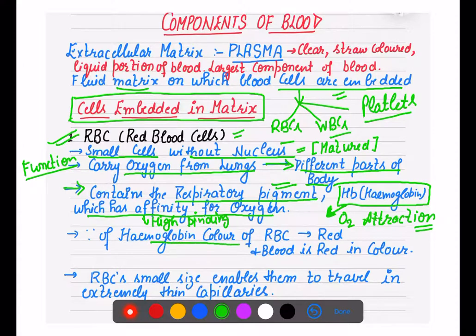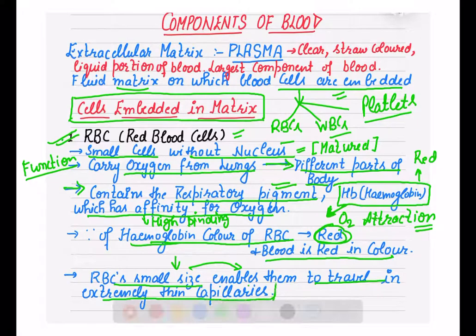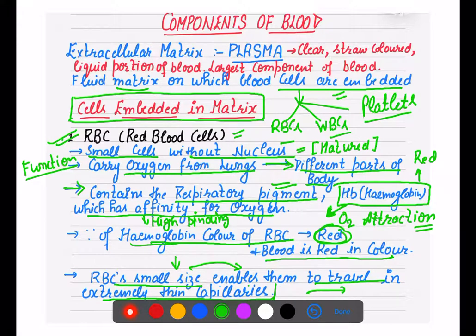Hemoglobin has a red color. That is the respiratory pigment, and it is red. It provides red color. Because of this hemoglobin, RBCs are red in color, and that is why our blood is red in color, because RBCs are present in our blood. RBCs are always small in size, and because of this smaller size, they can travel in the extremely thin capillaries and reach up to the deep tissues.